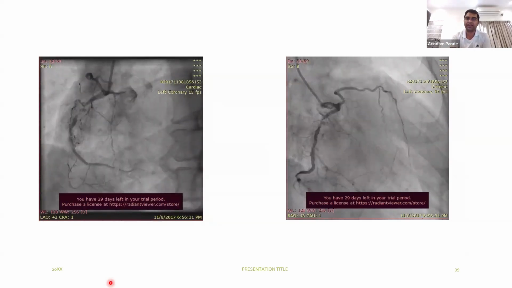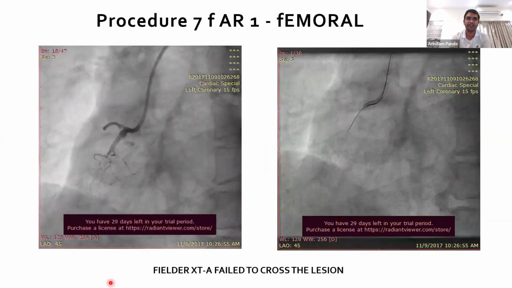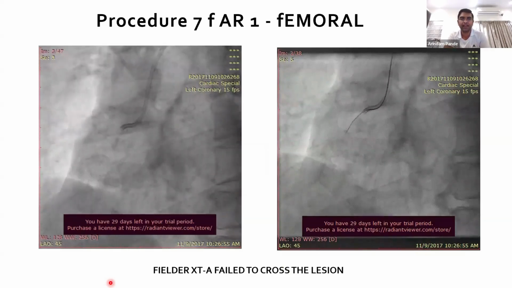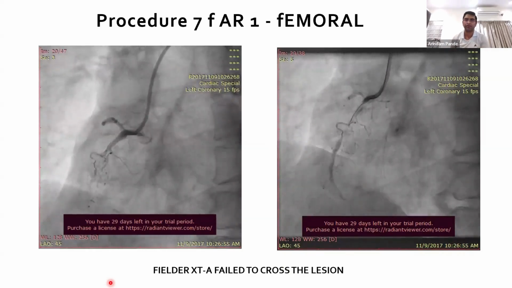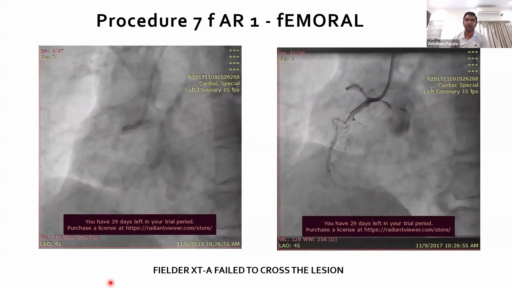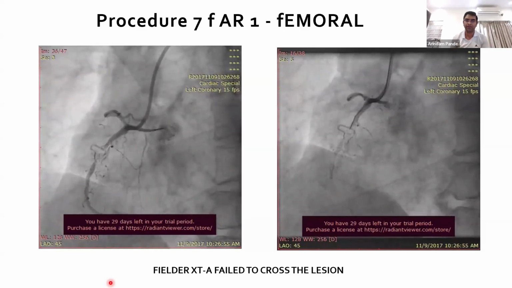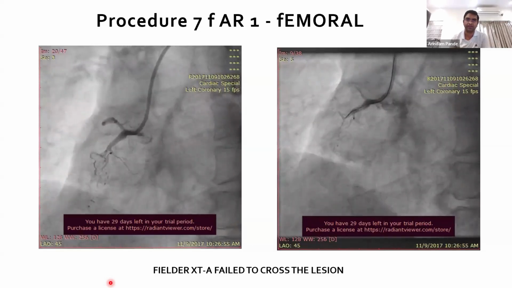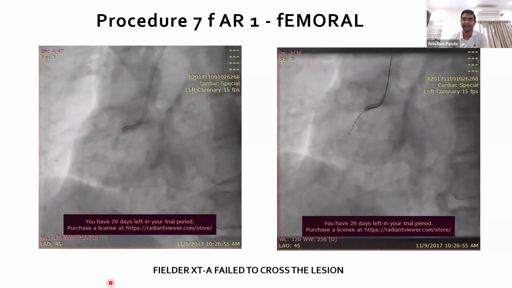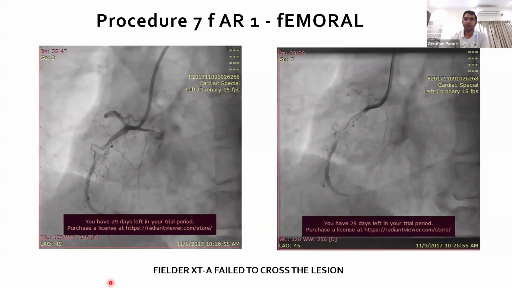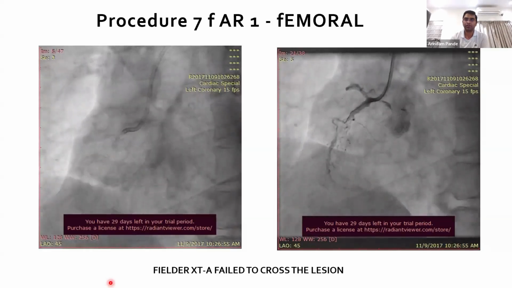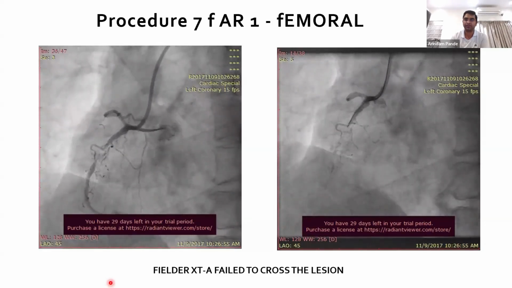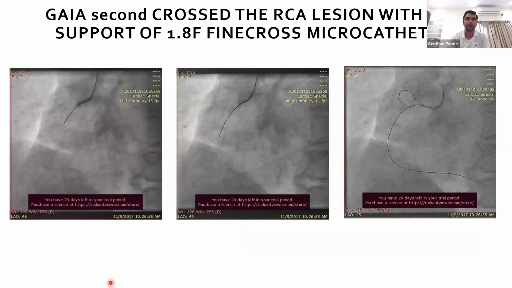So we went ahead with antegrade wire escalation technique. Initially, we took an AR catheter because we had some issue in engaging the RCA. So we thought AR will be a better option than AL. So we went ahead with 7 French femoral access AR. Then a FineCross microcatheter. Initial wiring, we thought we'll try with wire escalation. So Fielder XT, but Fielder XT did not cross.